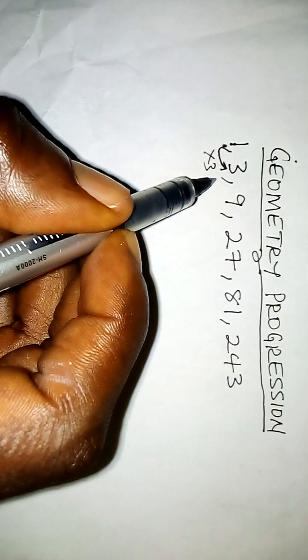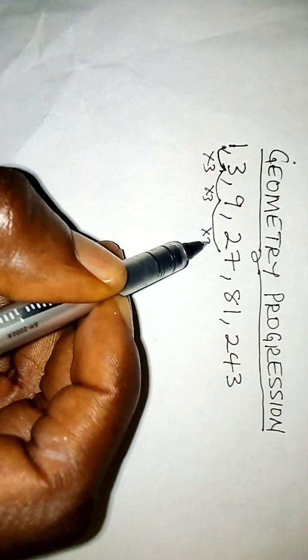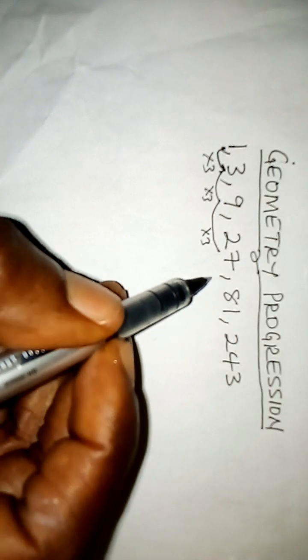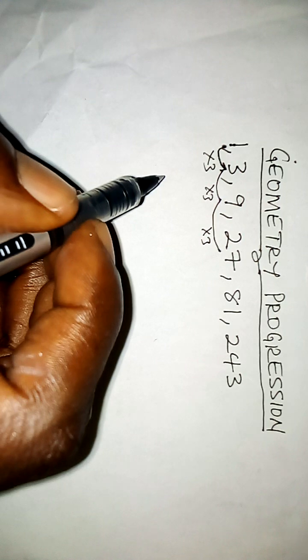The pattern between the first and the second term is a multiplication by 3, and the pattern between the second term and the third term is multiplication by 3, and the pattern between the third term and the fourth term is multiplication by 3, and so on and so forth. So the pattern is simply multiplying by 3.